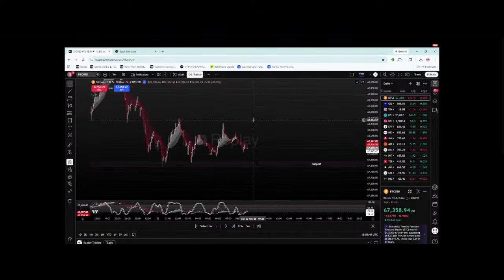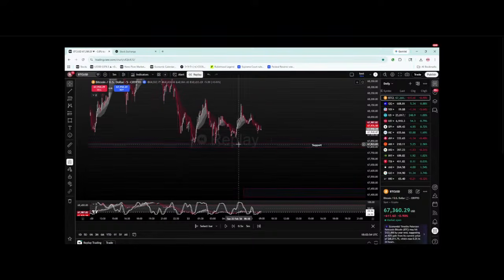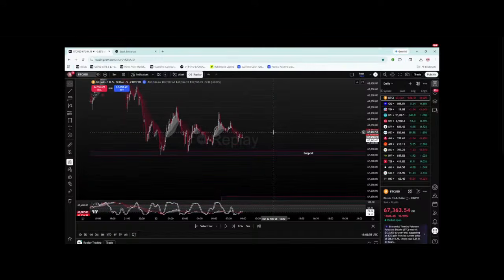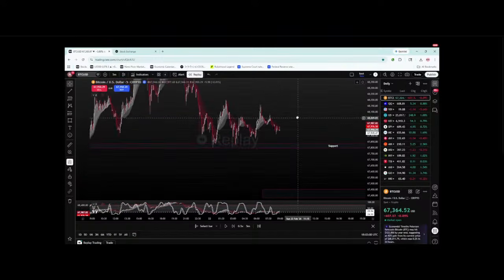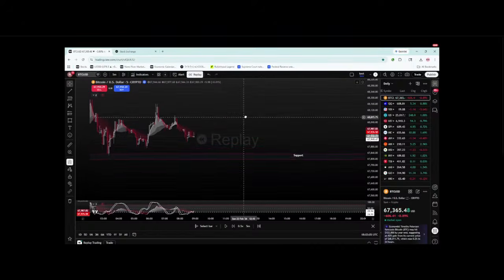We kind of see the support level being respected, making higher lows. Remember, higher lows is bullish. We're making higher lows. I'm like, okay, I'm gonna take a call setup. Now, how would I take this call setup here, right? So I'm gonna be like, okay, this is a wick. I don't want to enter here. I'll probably wait for the next candle.